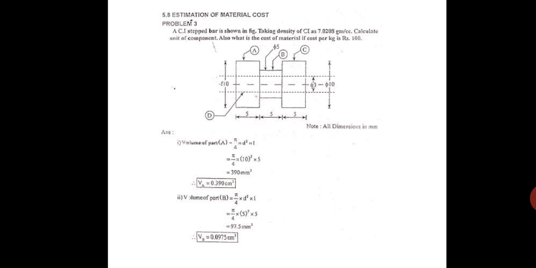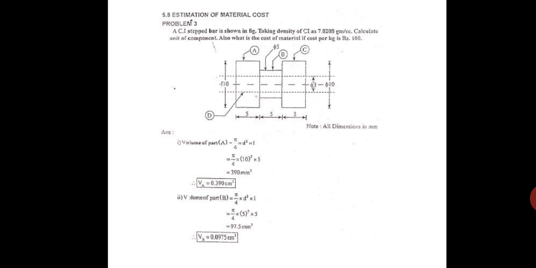Now let us start with part A. These all dimensions are in millimeters. Then we will convert them into centimeters. When we multiply them, they will become millimeter cube. When you divide this millimeter cube by 1000, you will get centimeter cube, because millimeter into millimeter into millimeter. So you divide by 10 into 10 into 10, that is 1000, to convert millimeter cube to centimeter cube.